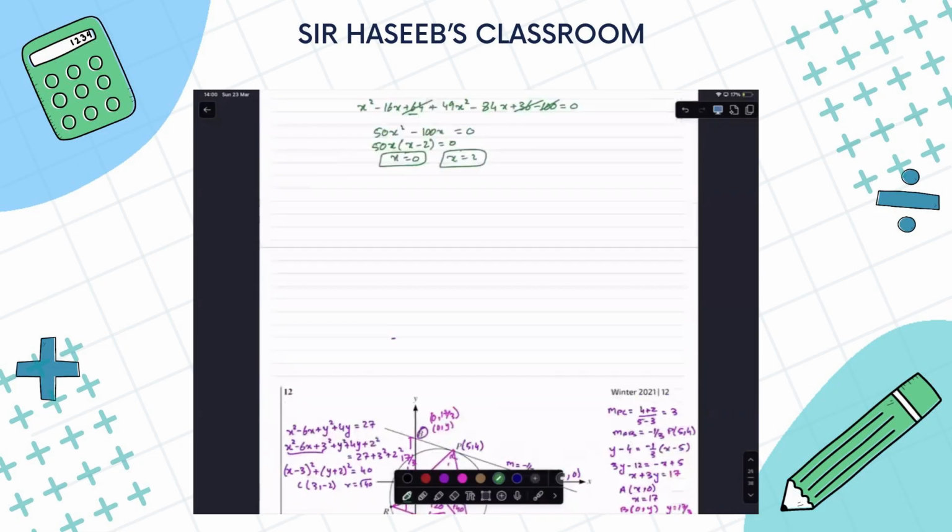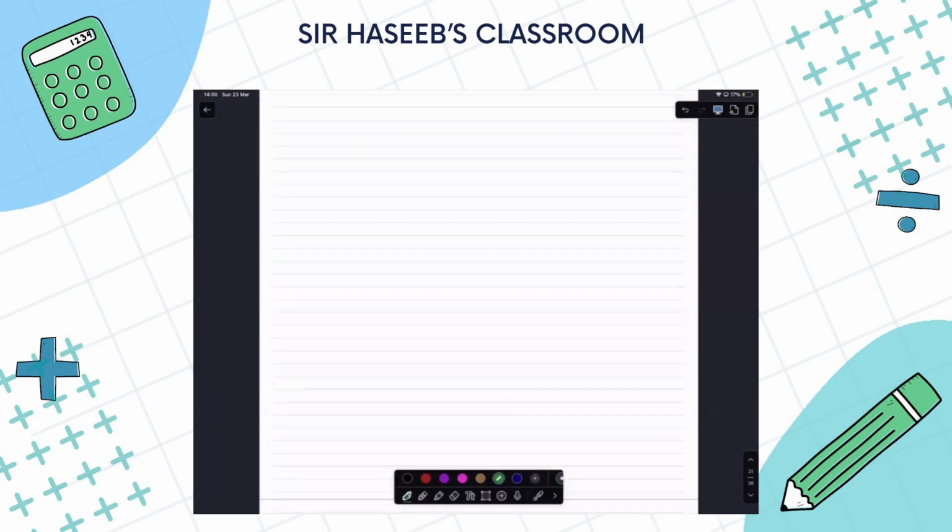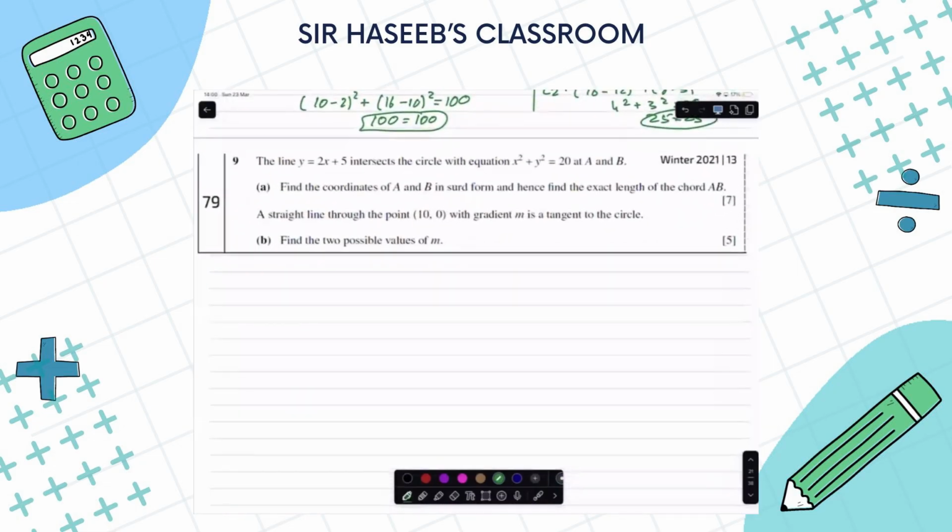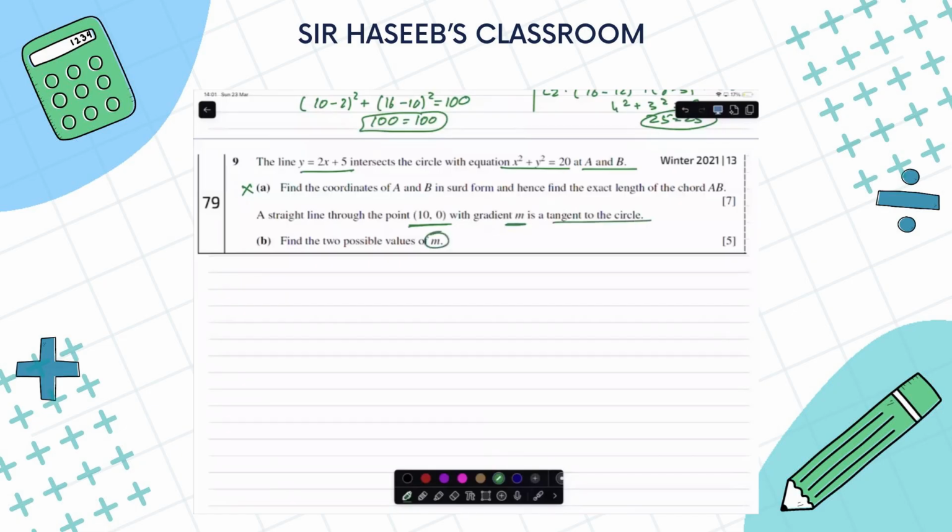Let's do one more question. So leave the first part, that's simple solving of simultaneous equations. Let's talk about part B. It says the line y equals 2x plus 5 intersects the circle at A and B. Then a straight line through the point (10, 0) with gradient m is tangent to the circle. Find the two possible values of m.